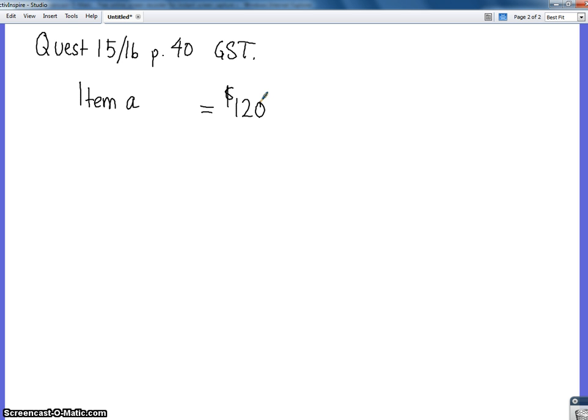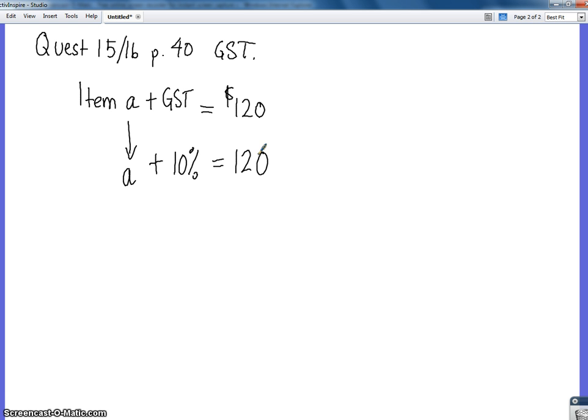And they're asking you how much, so the total price of the item comes in plus GST. Okay, so the item is we don't know, but we do know that this is 10%. GST is always 10%. Is that in there? Yes, it is in the question. And that equals 120. That's the information we've got.